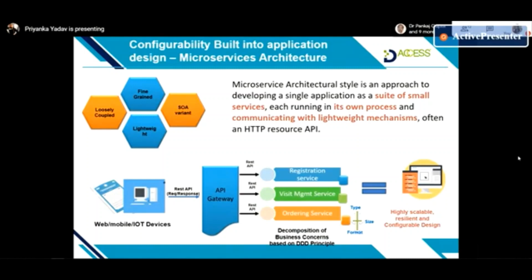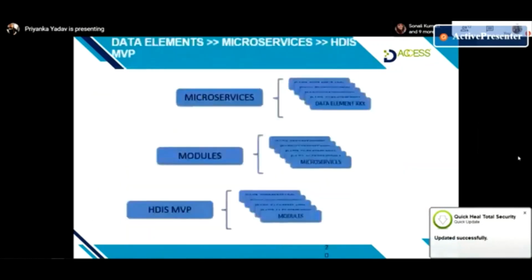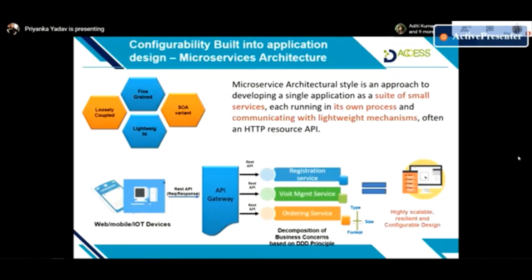Dr. Pankaj, you want to say anything here? Because I am not getting into details. No, that's fine. The only thing that needs to be said is that the data elements we were talking about in the previous slide get bundled into functionalities, and the functionalities get bundled into modules, and modules get bundled into the MVP. So the concept of microservices is that you would want one function to be satisfied by one microservice or a few microservices. Microservices are that granular in nature. That is the purpose of having the microservices design.